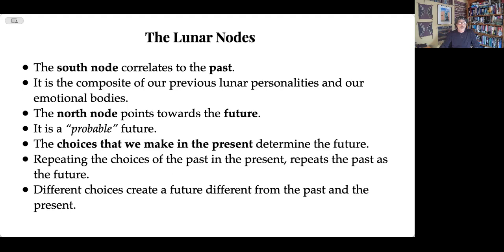The north node points to the future. It's a probable future. The choices that we make in the present are the determinant of that future. When we repeat the same choices as the past in the present, what we do is we repeat the past as the future. We have to make different choices in the moment, in the present, to create a different future, something that's different from the past, and to move forward.